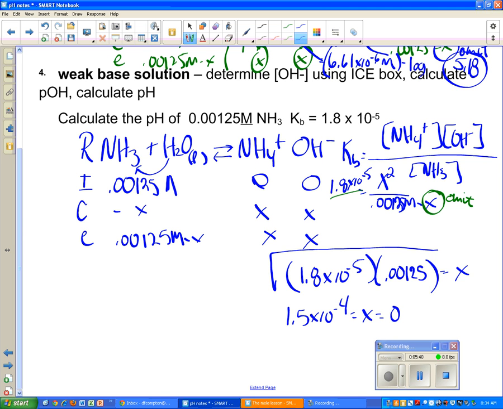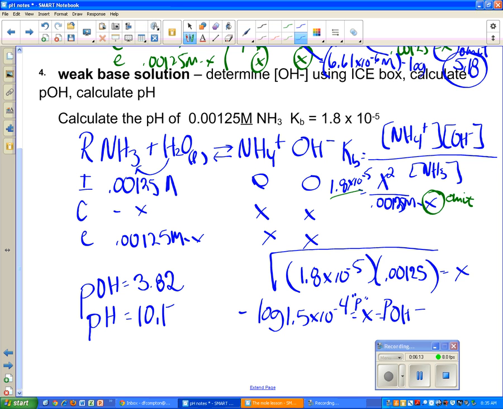Well, what is x? Well, x is OH minus, and it's also NH4 plus. I really don't care about the NH4 plus, because if I take the minus log of this, that's going to give me pOH, and so pOH comes out to be 3.82. Well, I don't want pOH. Very rarely do we use pOH, so I subtract that from 14, and I end up with 10.17 as my pH.